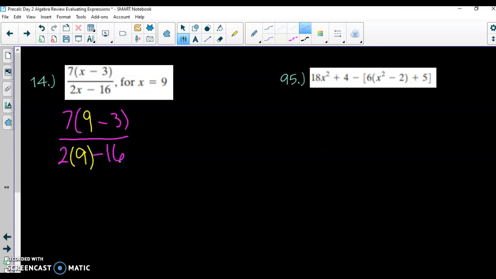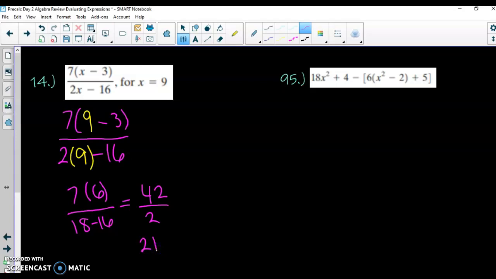Following order of operations, we do parentheses first. 9 minus 3. So that would be 6. So we have 7 times 6, and then on the bottom, we have 2 times 9, which is 18. And then minus 16. 7 times 6 is 42. 18 minus 16 is 2. 42 divided by 2 is 21.